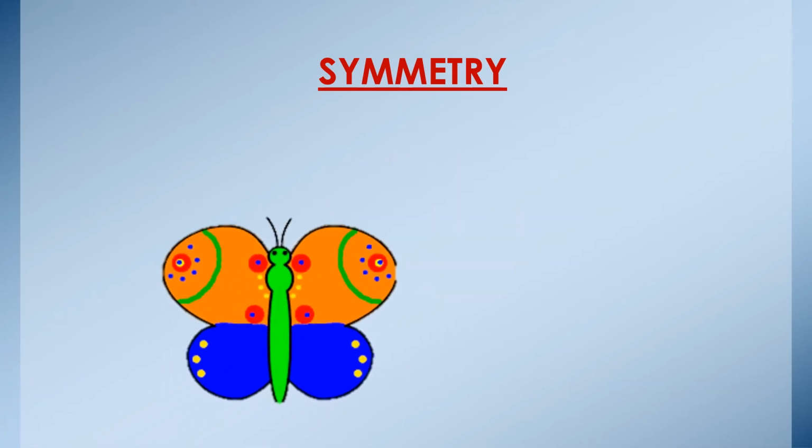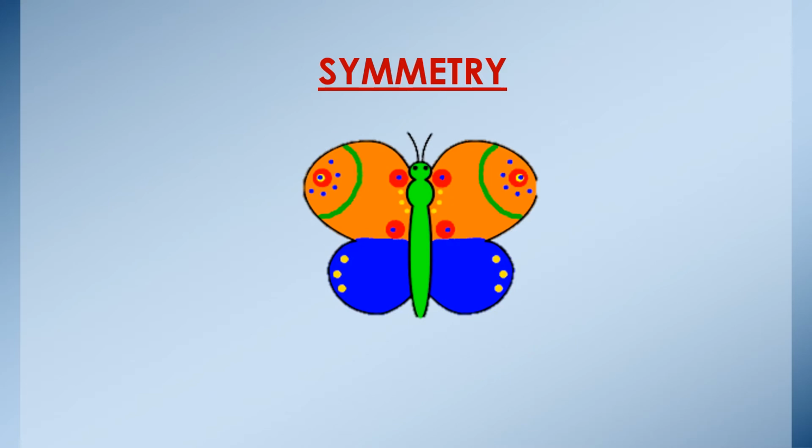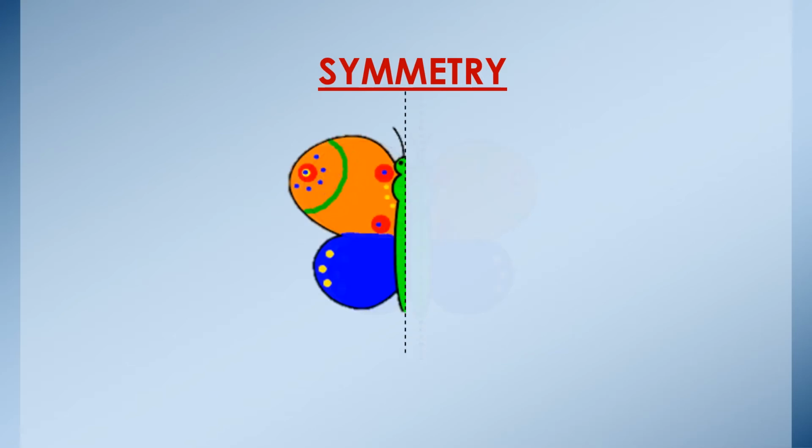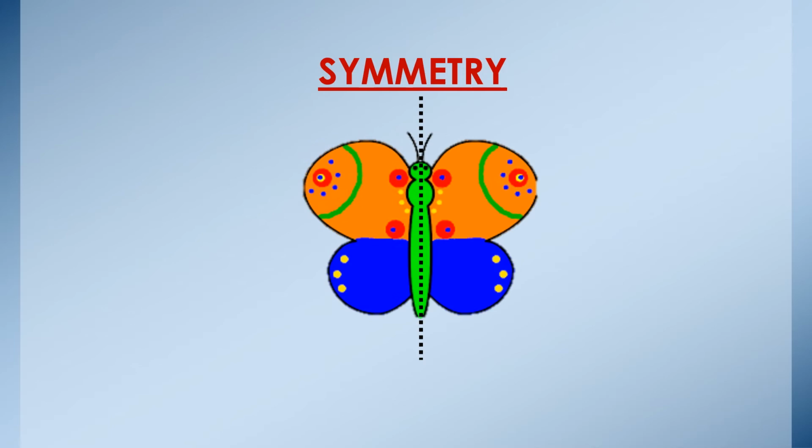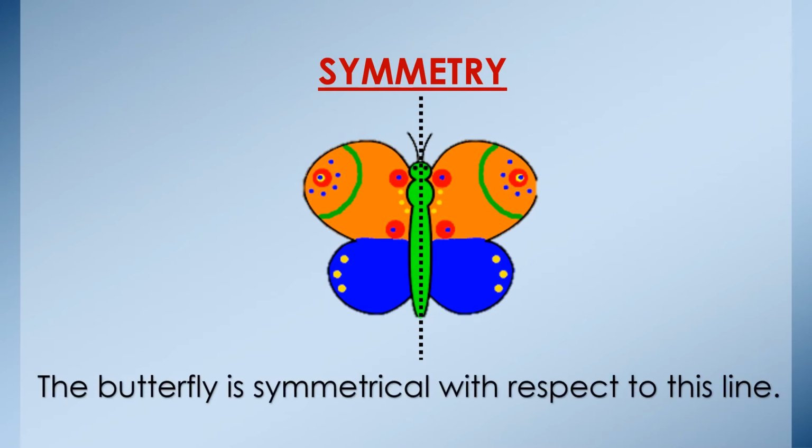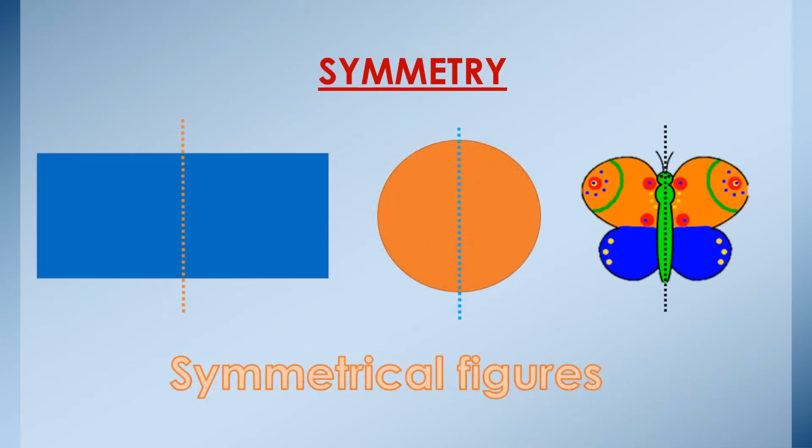Here is a butterfly. Draw a dotted line in the middle of the butterfly. If we fold along the dotted line, one part of the butterfly will fall exactly on the other part. So the butterfly is symmetrical with respect to this line. Here we understand that the rectangle, circle and the butterfly are symmetrical figures.